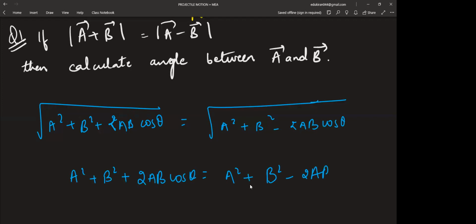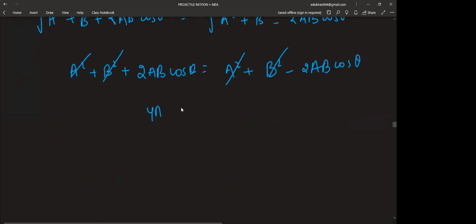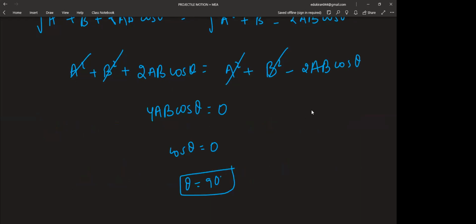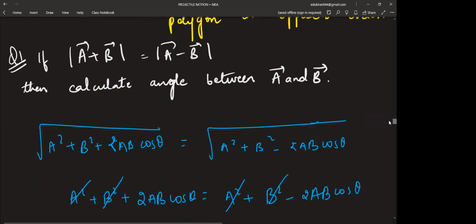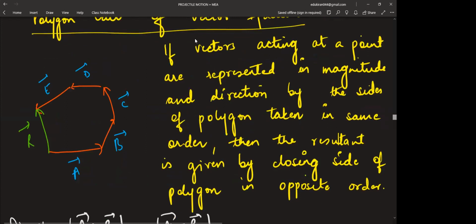So A square would be cancelled, B square would be cancelled. Look here, if I transfer this minus 2AB to this side, this will be 4AB cos theta is equal to 0. So cos theta is equal to 0. So theta is equal to 90 degrees. Because this question is a very important question, this repeats itself a lot. So it's an important question. Write it down.